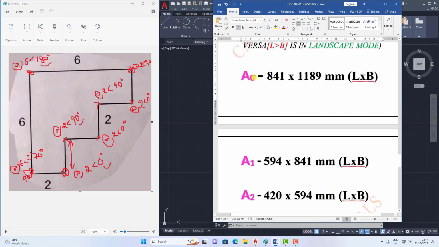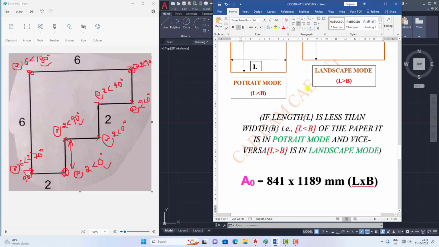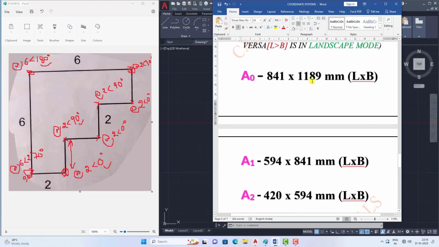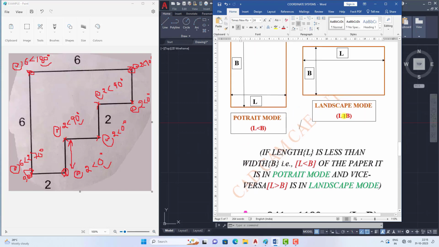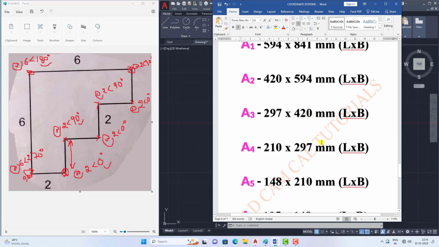So see here, this is A0, the suffix is 0, and this is the standard dimension of this. One is length and one is width: L for length and B for width. So the first dimension represents length and the second dimension represents width. These values are in millimeters. Depending on your orientation, whether it is in portrait or in landscape. These are the dimensions in portrait mode because the length is less than the width. See, length is less than width. If you reverse these values, it will be in the landscape mode because the length is greater than the width.